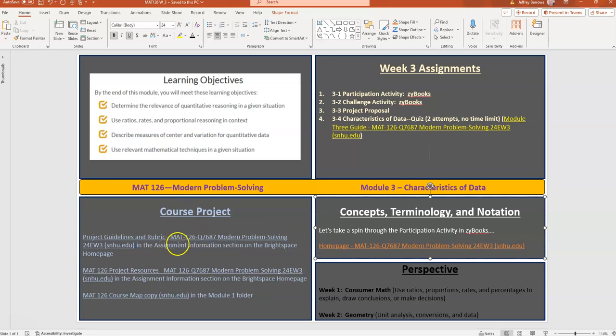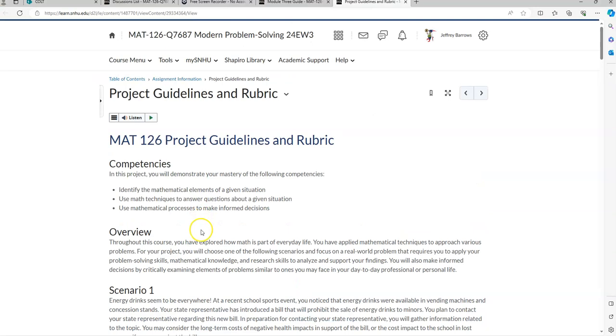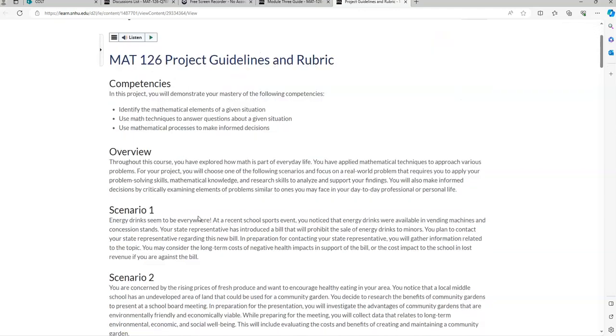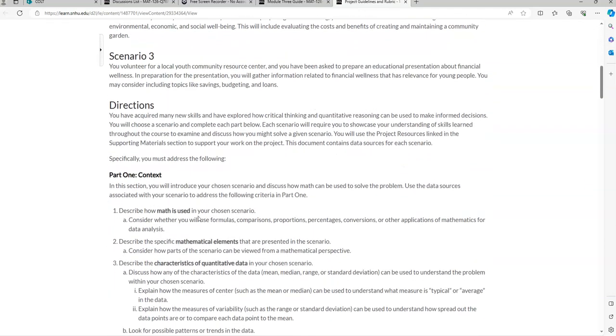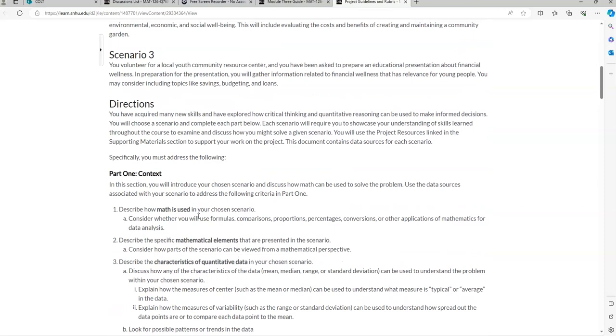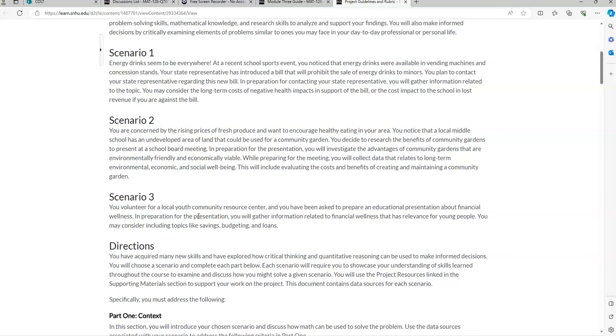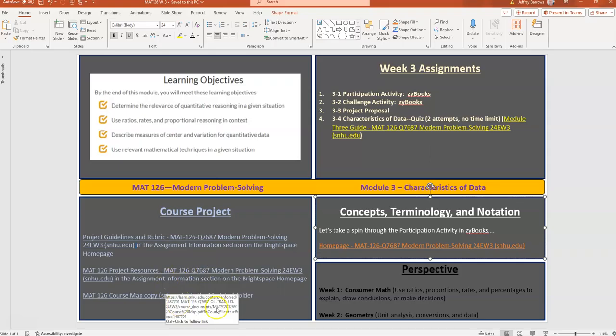Again, the course project, let's take a quick spin around this one more time. If you want to look at this, I believe in Module 1 you will find this overview. And again, three potential scenarios. You choose the one that you like, and then you can go to town and get after that. And I will look forward to seeing the proposals.